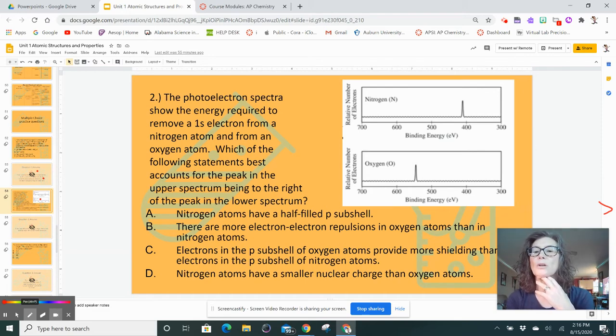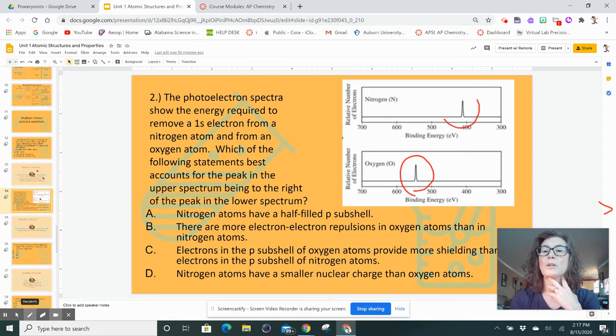Electrons in the p subshell of oxygen provide more shielding than electrons in the p subshell of nitrogen. Nitrogen atoms have a smaller nuclear charge than oxygen atoms. All right, so we want to know why it takes this much energy to remove an electron from oxygen, but only this much to remove an electron from nitrogen. Okay. Let's see.